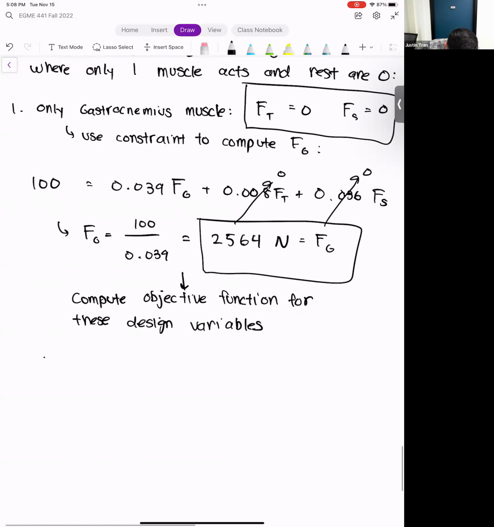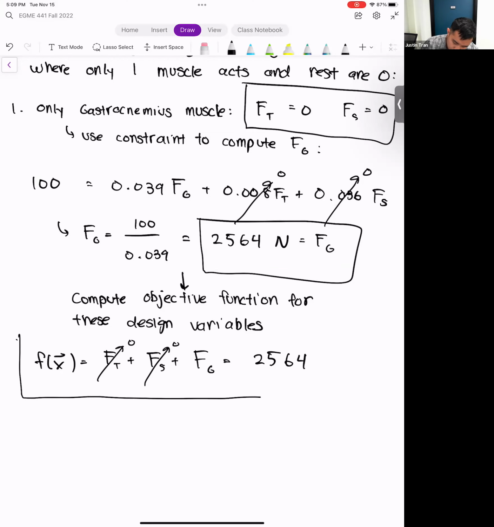So our objective function f(x) is equal to FT plus FS plus FG. Okay, we know these two are 0. And so our objective function is 2,564. Okay. So that's kind of one iteration. And so that basically gets us a candidate solution, and we found one that satisfies our constraints, and we computed the objective function at that location.